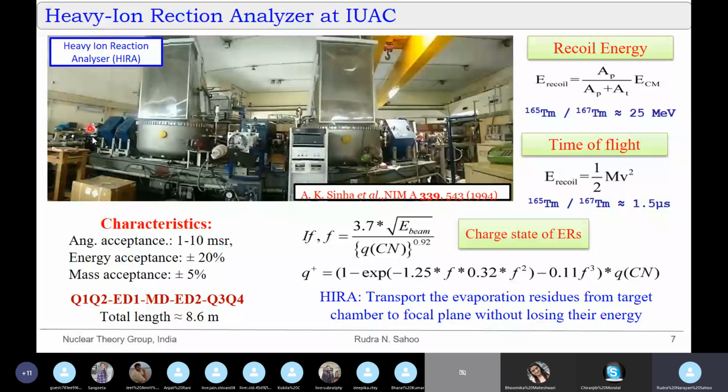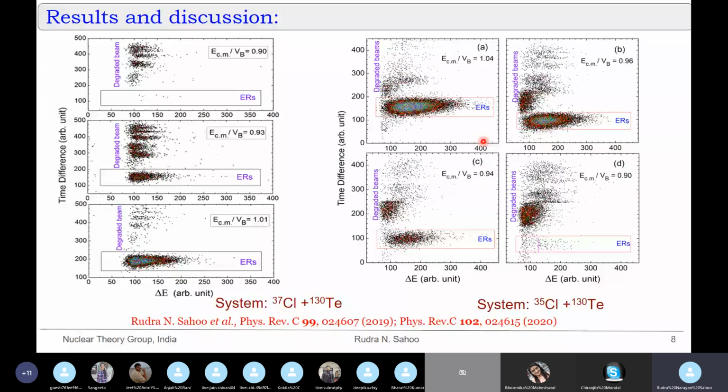And this setup works to transport the particles from the target chamber to the focal plane without losing their energy. And we have the timing information as well as the energy loss information. If we make a gate properly by taking the timing information and energy loss, we will get this kind of spectra. You can see here, these are the tight gates. This is the energy loss of the evaporation residue. This is the timing difference, that is the timing information.